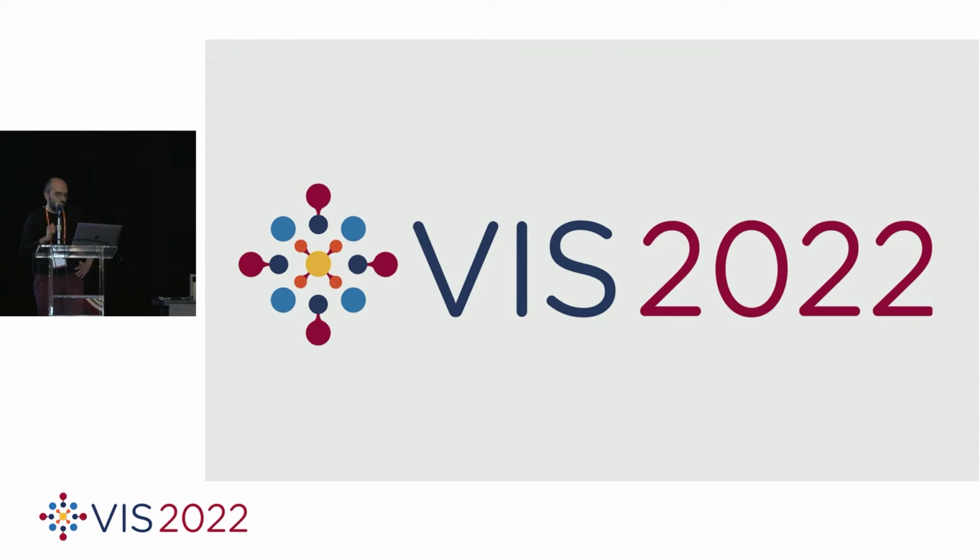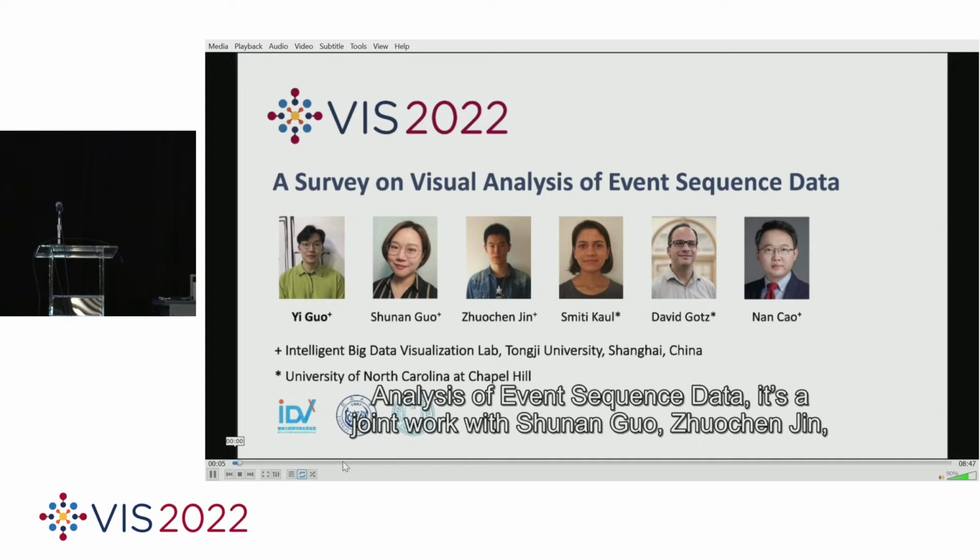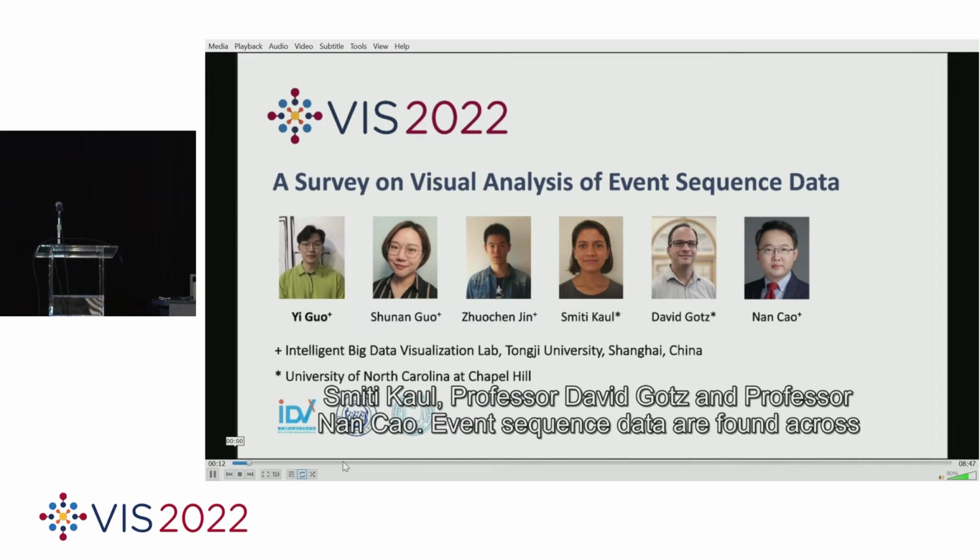Right, so we'll start with the first talk of the session. It's on survey on visual analysis of event sequence data. This is a TVCG paper. It will be presented by Yi Guo from Tongji University. Today I will present our paper, a survey on visual analysis of event sequence data. It's a joint work with Shunan Guo, Jochen Jin, Smitty Kaul, Professor David Gotz, and Professor Nan Cao.